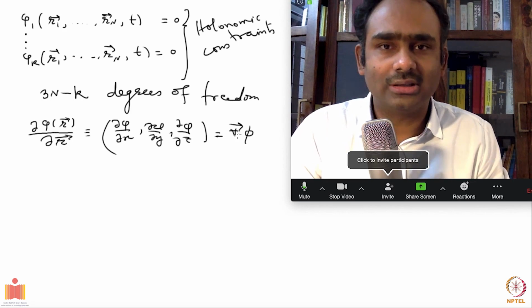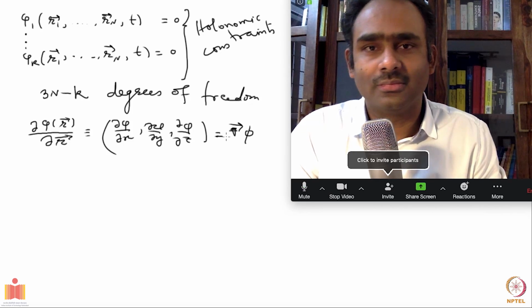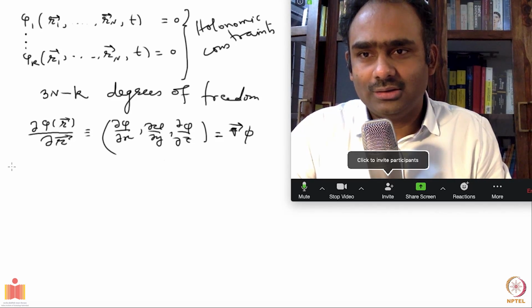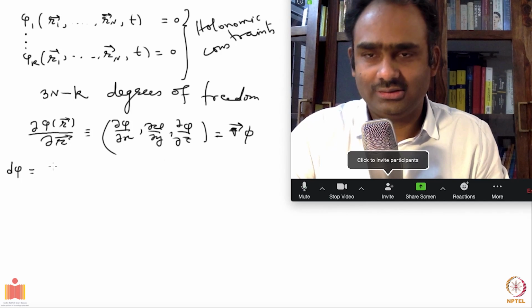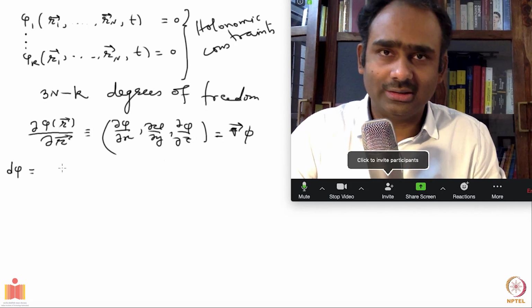This notation you can find in, for example, Landau-Lifshitz or other books, some of the books. Okay, so now if I want to write dφ, I can utilize this notation which I told you just now. So I have to take partial derivative with respect to all the coordinates.